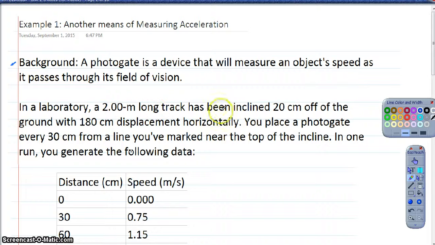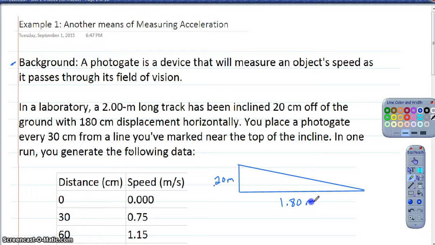So in a laboratory, a 2-meter long track has been inclined 20 centimeters off the ground with 180 centimeters displacement horizontally. So what that's saying is our ramp looks something more or less like this, where we've got 20 centimeters off the ground here, or 0.2 meters, and then 1.8 meters horizontally long. So obviously that then gives me a chance to find my angle, my theta. We'll see if and when we need that to come up shortly here.